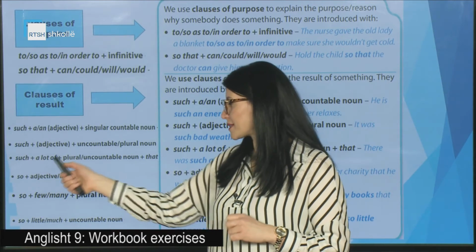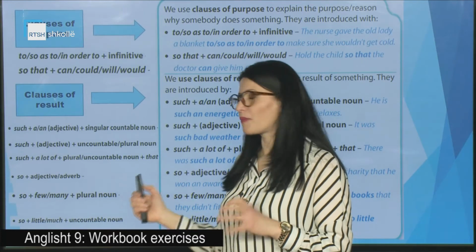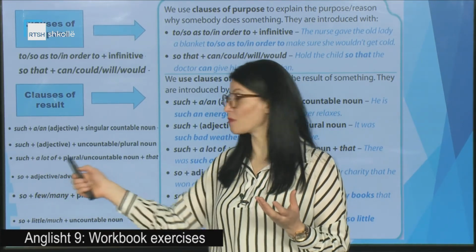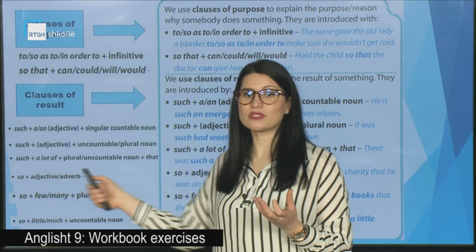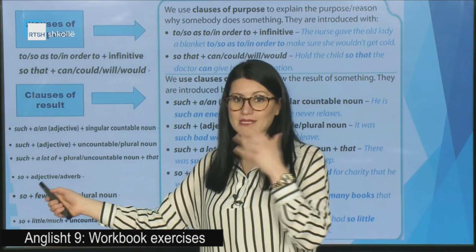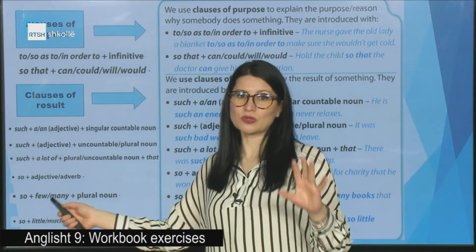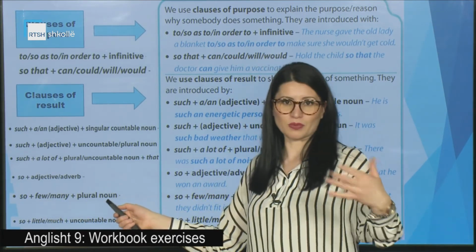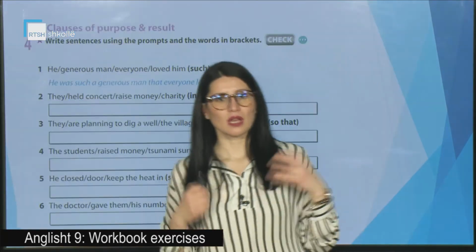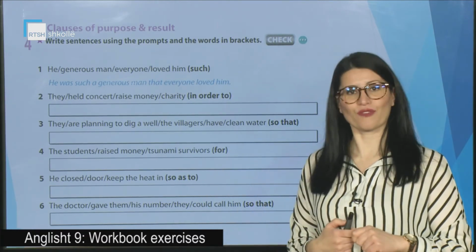We have such plus a lot of plus plural or uncountable nouns plus that. So we can use the word such before a noun that is plural or uncountable, always accompanied by a lot of, and we always must have that plus a clause after it. Then we have so plus adverb or adjective without any noun. Then we have so plus few or many plus a plural noun, and then so plus little or much plus an uncountable noun. Now let's practice these forms in the sentences that we have in exercise number 4.